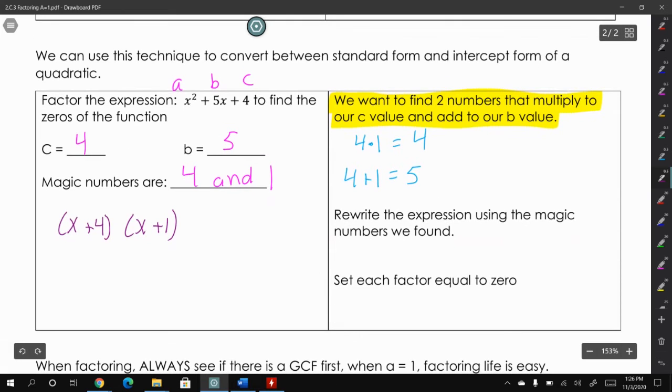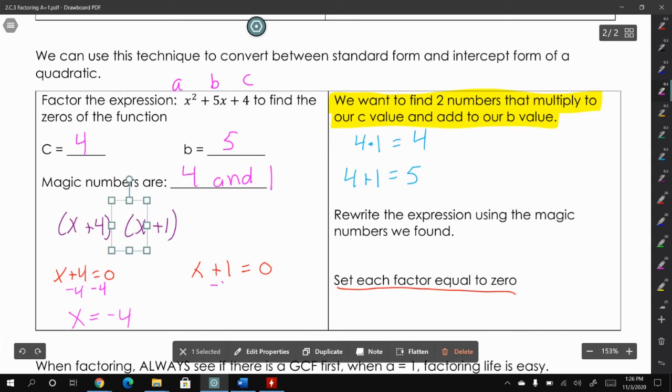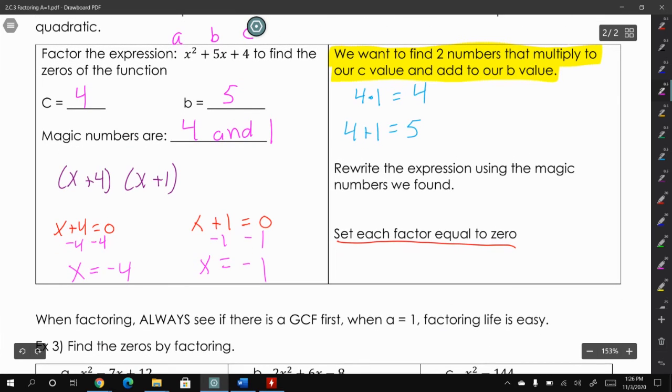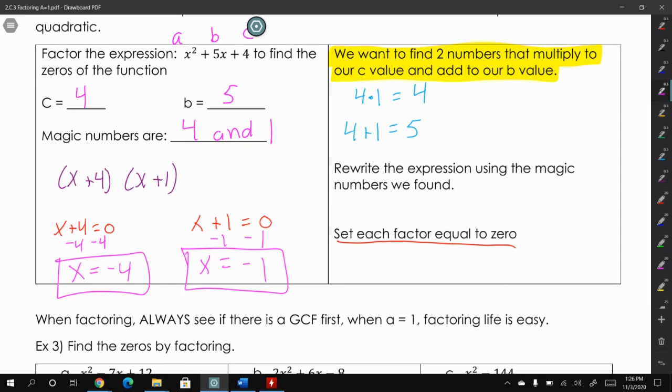So now that we have it in intercept form, we can find the zeros easily by setting each factor equal to 0. So x plus 4 equals 0, and x plus 1 equals 0. Well, subtract 4, get x equals negative 4. Subtract 1 from both sides of the second equation, x equals negative 1. So the two zeros are the two x-intercepts, and the two zeros are right here, negative 4 and negative 1.